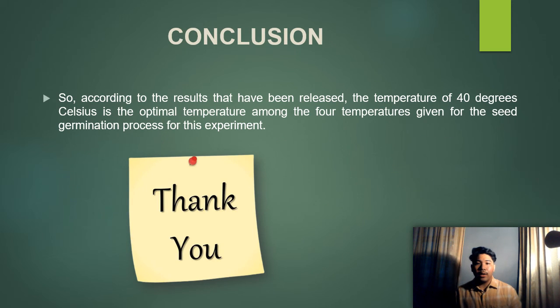Okay, so lastly, we're going to talk about the conclusion of this mini experiment. According to the results, the temperature of 40 degrees Celsius is the optimal temperature among the four temperatures given, which are 40 degrees Celsius, 60 degrees Celsius, 80 degrees Celsius, and 100 degrees Celsius, for the seed germination process in this experiment.